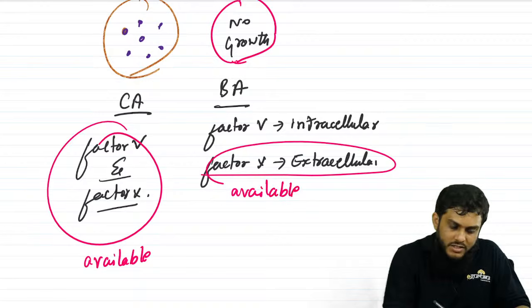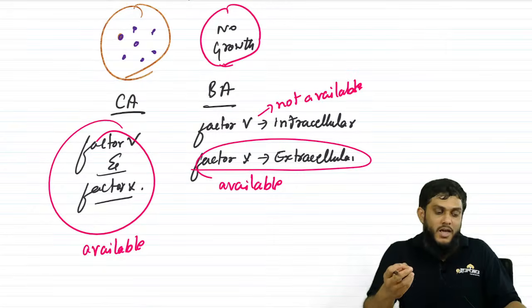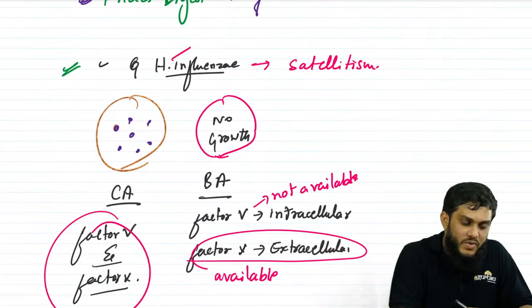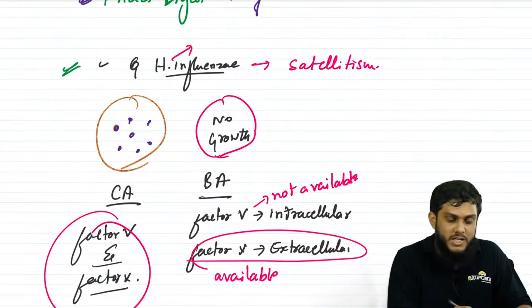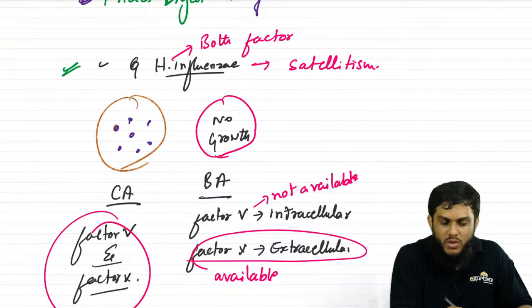Factor V is not available on blood agar, though it is present. Why is it not available? Because it is present within the RBC, because it is intracellular. Now, Haemophilus influenzae is a bacteria which requires both factor X and factor V for its growth.